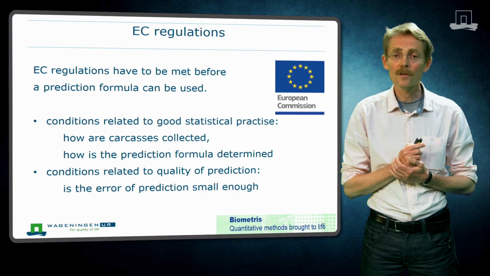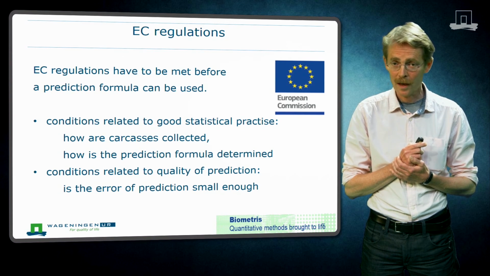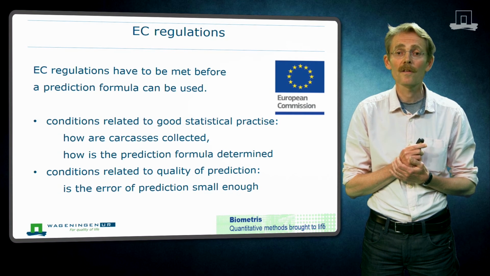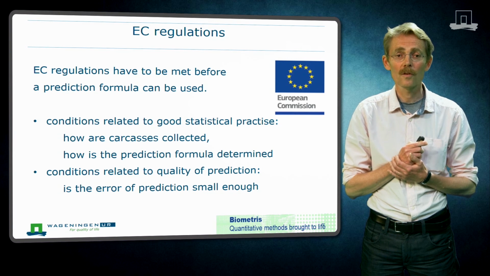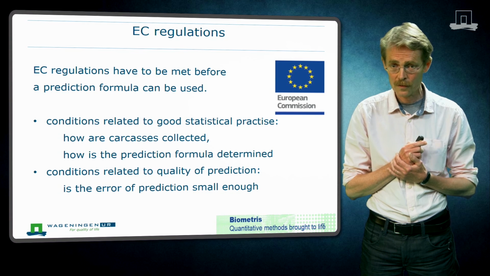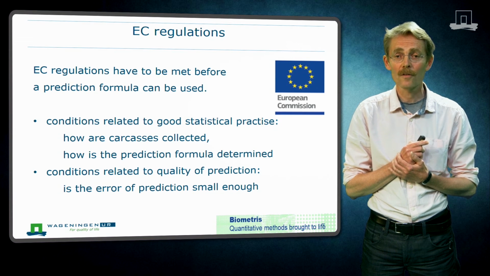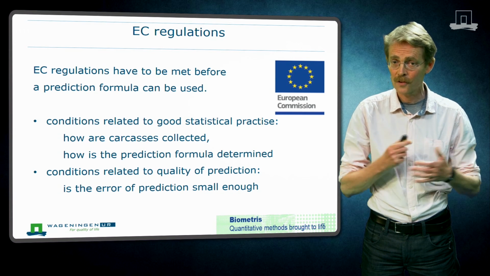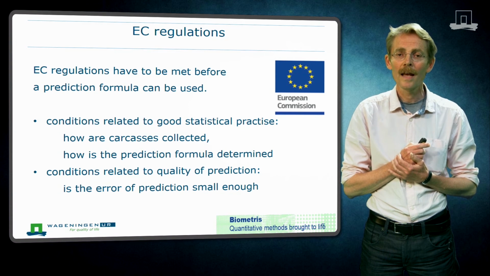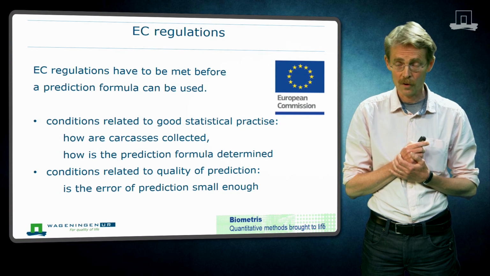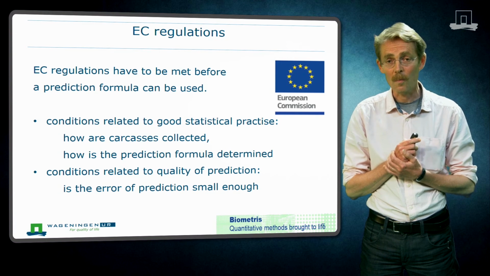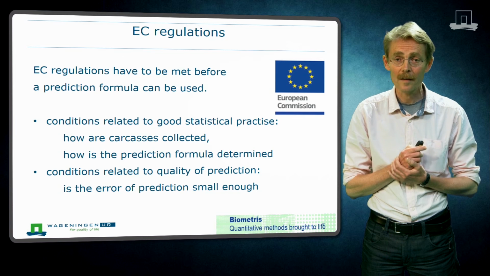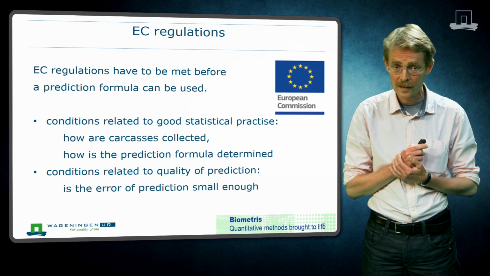Now, you cannot use any old prediction formula in a region or a country in the European community because certain regulations have to be met. There are conditions related, for instance, to good statistical practice. How are your carcasses collected? They should be in some sense representative. How is your prediction formula determined? It can be done by least squares, but sometimes people have more complicated instruments or use more complicated methods, and they have to be statistically sound.